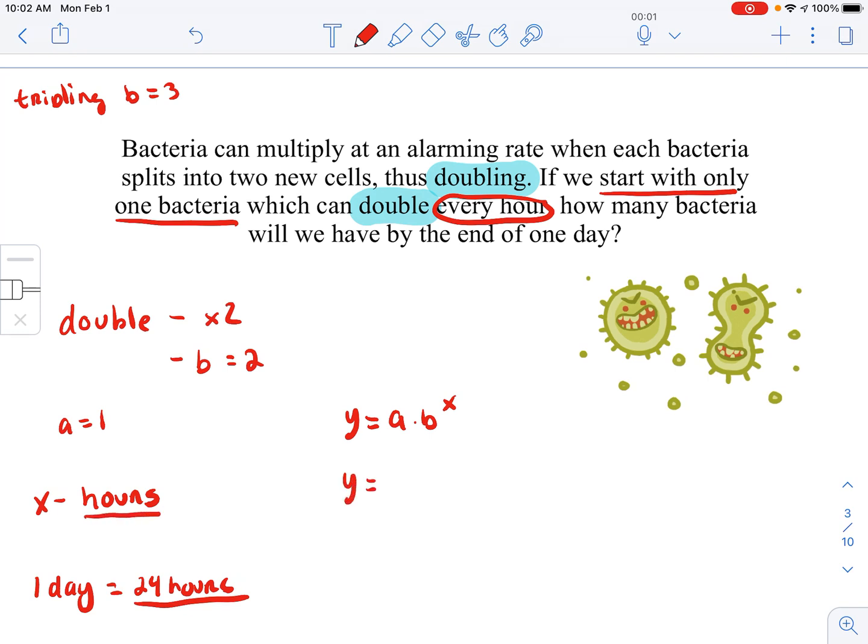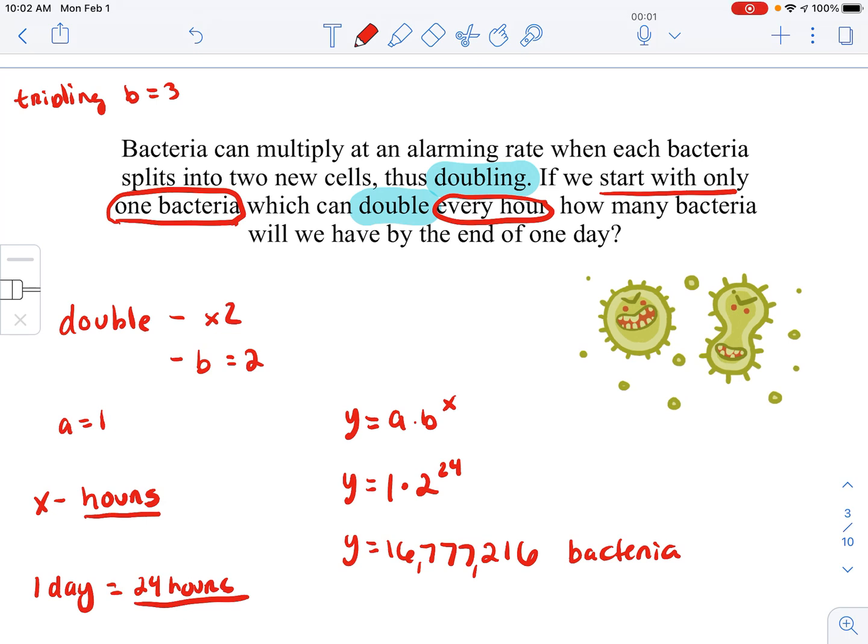So we type this in. So initial value is 1 times 2 to the 24th power. So now, 1 times 2 to the 24th power is equal to 16,777,216. So that means at the end of one day, we're going to have 16,777,216 bacteria, assuming that we didn't wash our hands or didn't use any hand sanitizer.